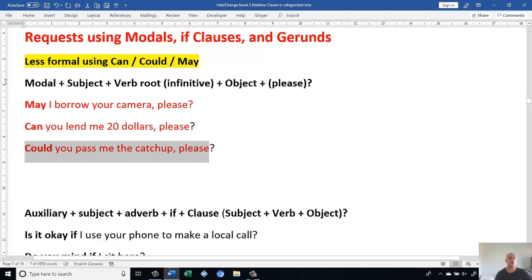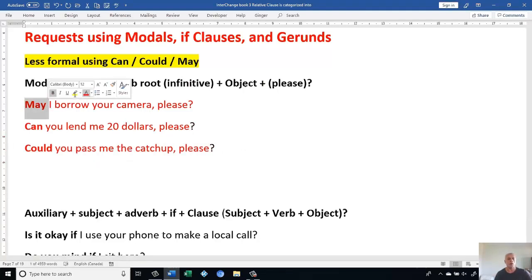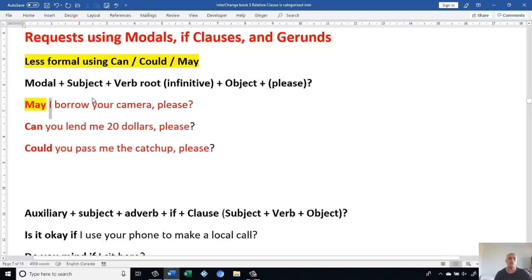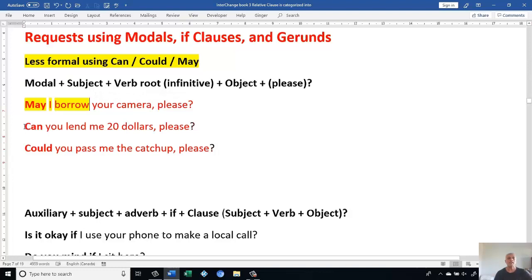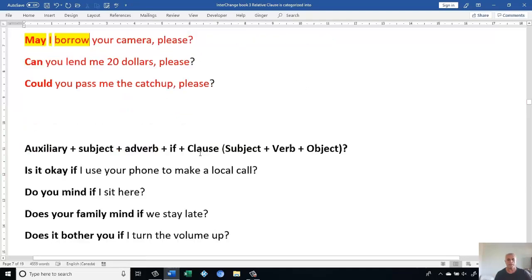If we look at all those sentences, first we see here the modal, which is the same thing as what we call an auxiliary verb. Then we have the subject, then we have the root of the verb, which is going to be borrow. Then the rest with the object, then we have to make a question mark. Same thing here. Can you lend me $20 please? Or could you pass me the ketchup please?